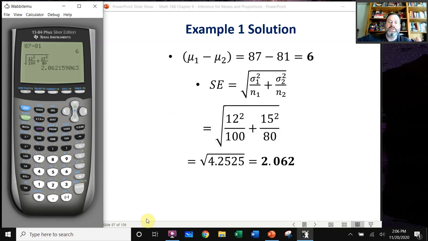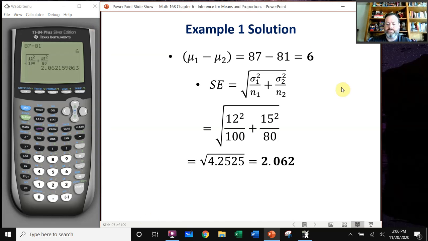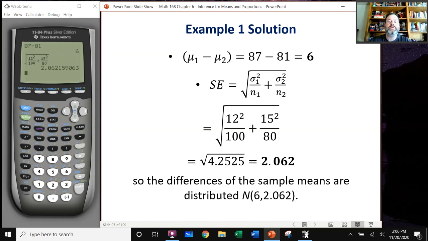And just round it to the number of decimal places stated in the homework. On a test, you'll be told how many decimal places to round. So the distribution of the differences in the sample means is distributed normally with a mean of 6 and a standard error of 2.062.